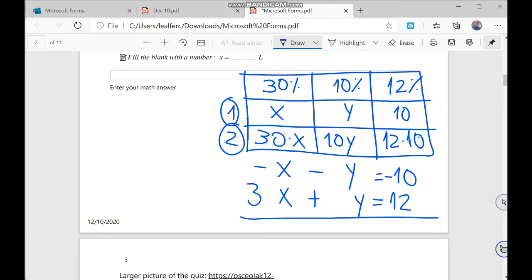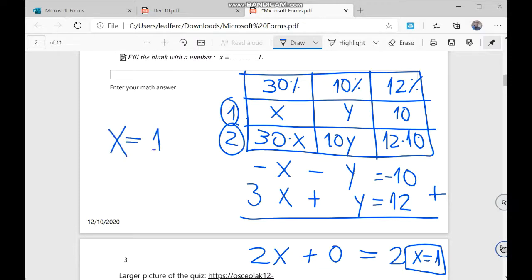Now add both equations here. Negative x plus 3x is 2x. Negative y plus y, 0. And negative 10 plus 12 is 2. 2x equals 2, x equals 1. That means the answer here is x equals 1. This is going to be the right answer. Okay? X equals 1.